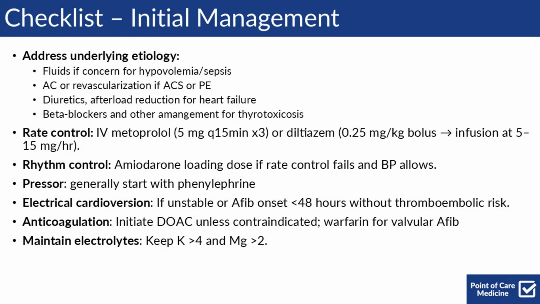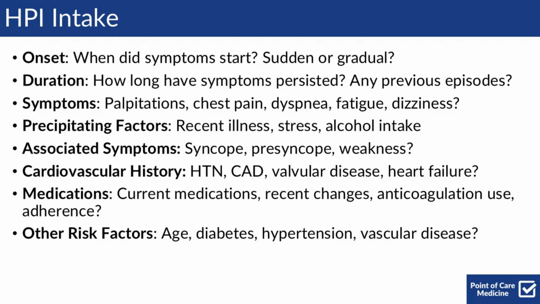Electrical cardioversion is an option if the patient is unstable or if the AFib onset was less than 48 hours and there's no thromboembolic risk. Start anticoagulation with a DOAC unless contraindicated. Use warfarin for valvular AFib. And finally, maintain electrolytes. Keep potassium greater than 4 and magnesium greater than 2 to limit ectopic beats, which can promote flipping into AFib.